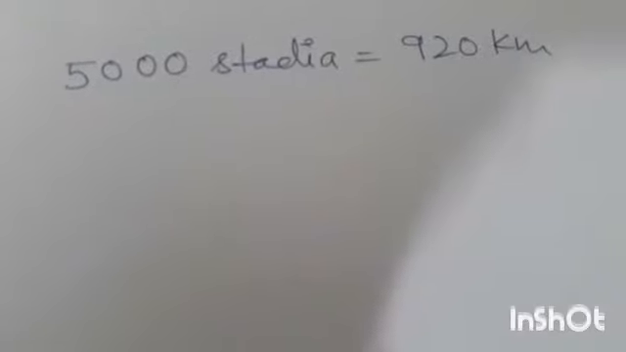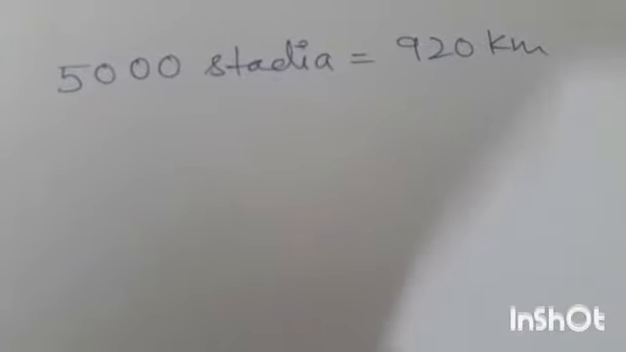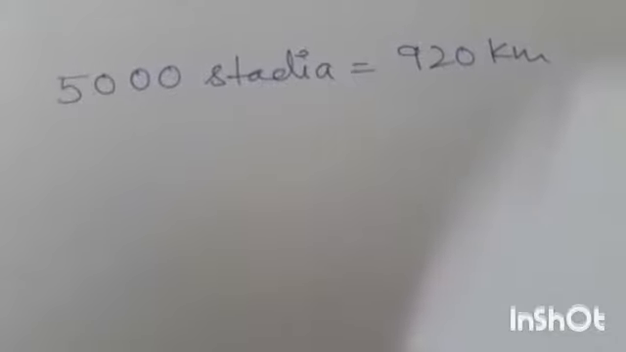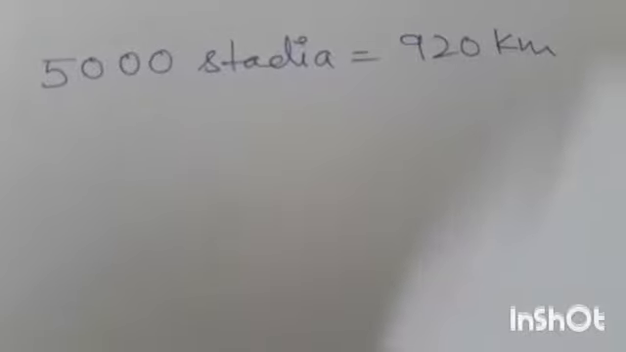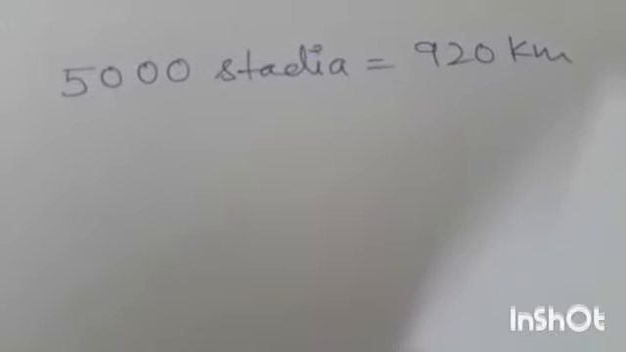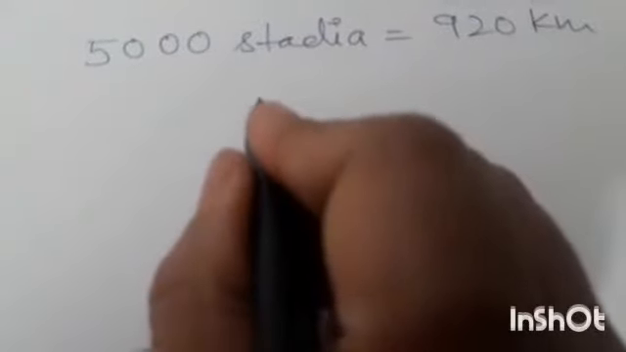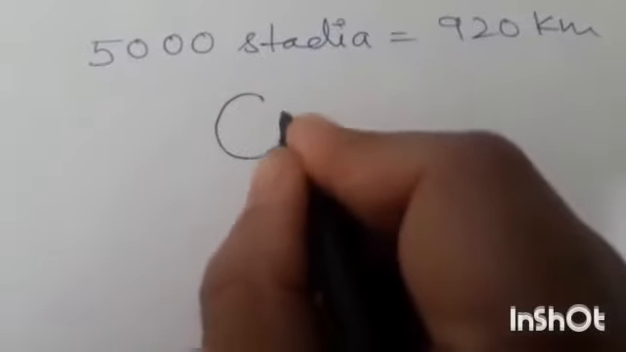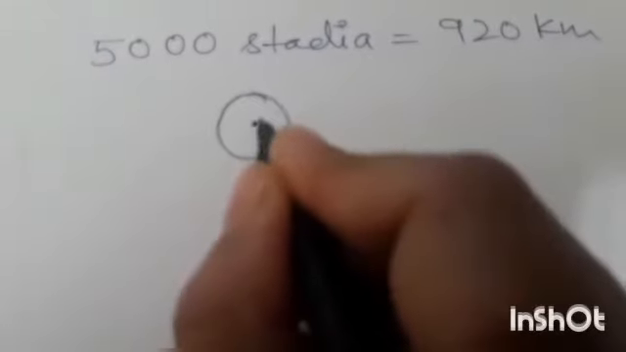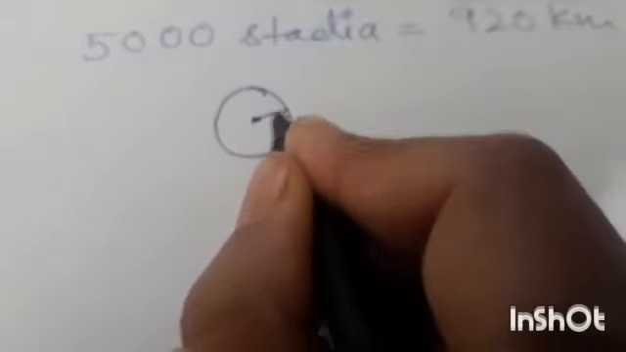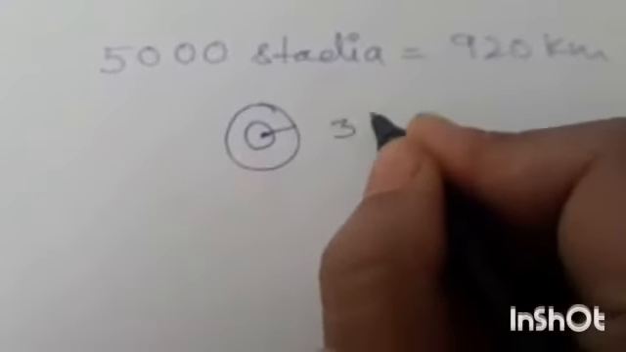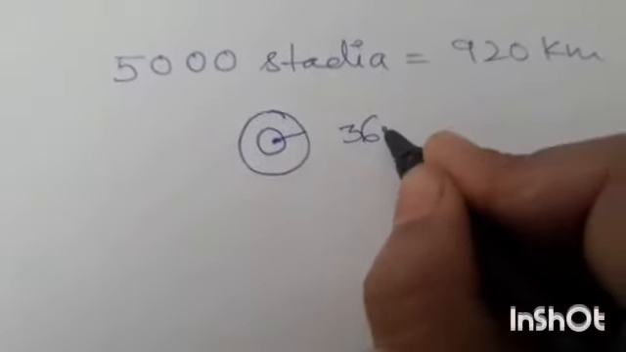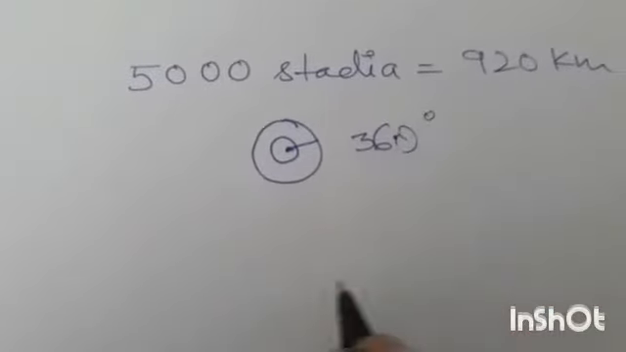Okay, let's move. He found the distance between the two cities of Egypt was 5000 stadia, and 5000 stadia is approximately 920 kilometers in today's date, right? Now if we take this Earth as a circle, the whole circle means a complete angle. What is the measurement for the complete angle? That is 360 degrees, right?